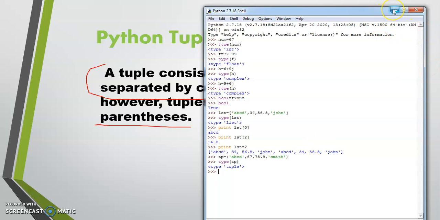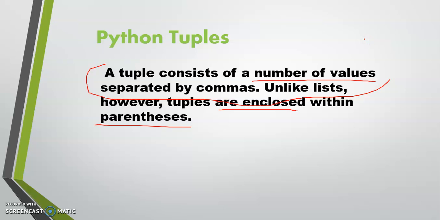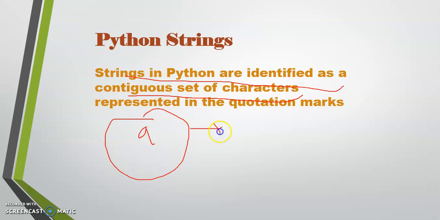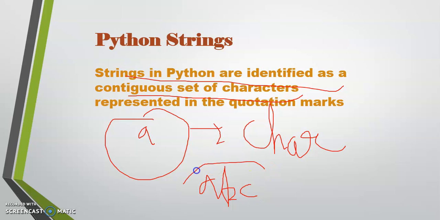So now the next data type which we would be discussing is the Python strings. Okay, basically strings in Python are identified as a contiguous set of characters. Basically, suppose if I am just saying A, so what it is? It is a character. Suppose if I am saying A, B, so this is a string. Okay, we can say that a string is a combination of multiple characters. So we would check it out in Python how to apply this.